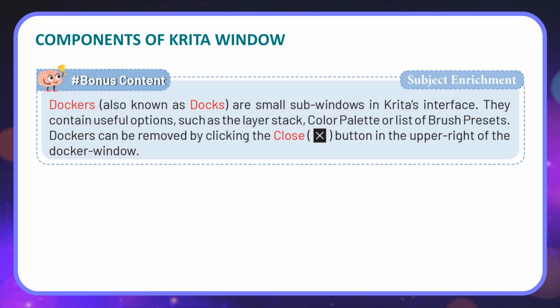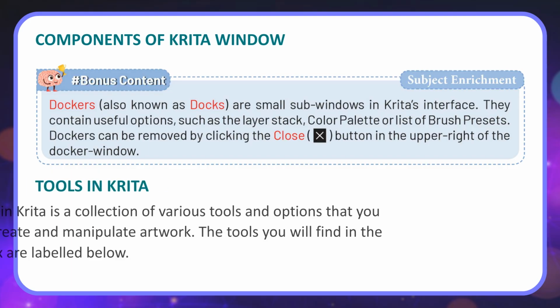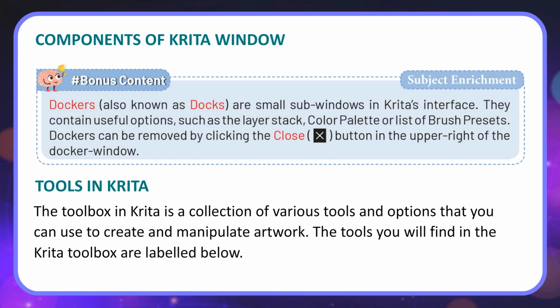Bonus content. Subject enrichment. Dockers, also known as docks, are small sub-windows in Krita's interface. They contain useful options, such as the layer stack, color palette or list of brush presets. Dockers can be removed by clicking the Close button in the upper right of the Docker window. Tools in Krita. The toolbox in Krita is a collection of various tools and options that you can use to create and manipulate artwork. The tools you will find in the Krita toolbox are labeled below.